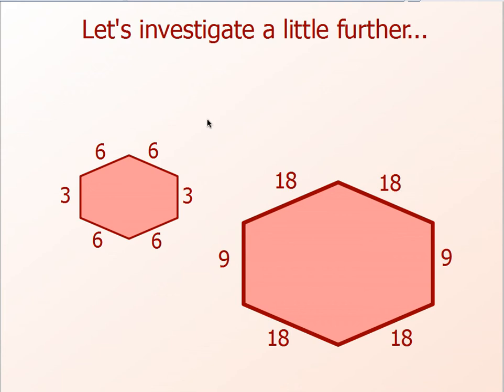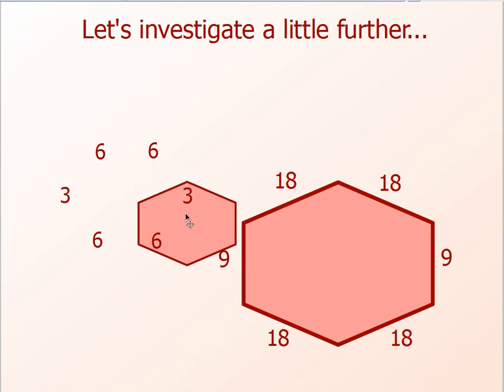I want to show you just one more thing with similar shapes. First of all, the larger one is my image, the smaller one is my pre-image. So if I look at all my different sides, I can verify that my scale factor is 3, right? 18 divided by 6, 9 divided by 3, and 18 divided by 6. Again, of course, all of those have a scale factor of 3. I would need to check all 6 sides on my hexagon to verify that all 6 sides share the same scale factor. But that's not the only thing that makes these two shapes similar.